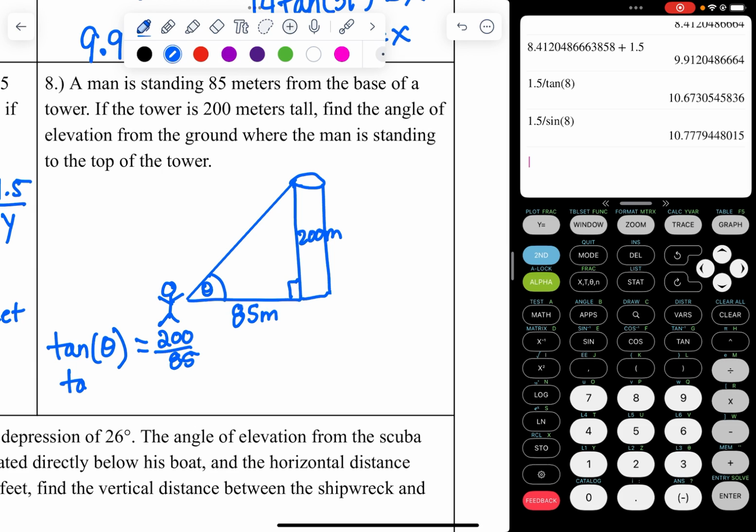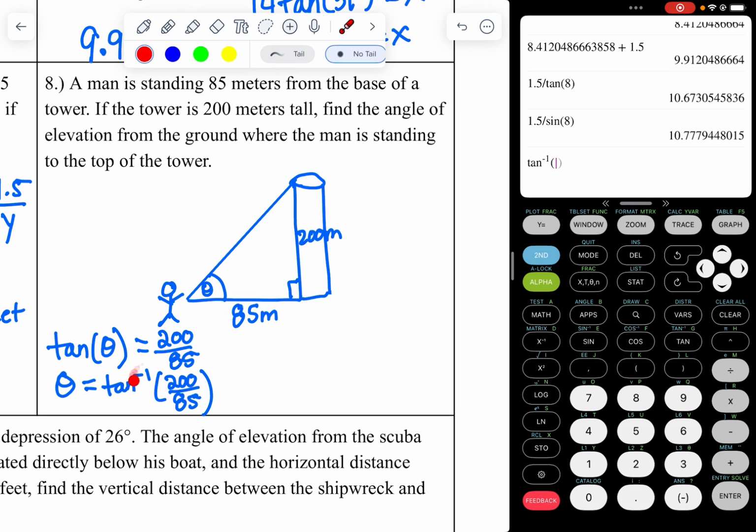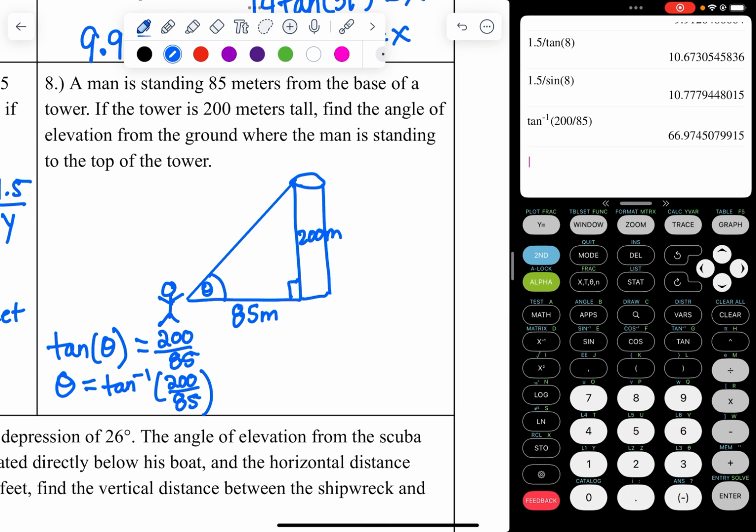And so to solve for the angle and undo the tangent, remember we need to use the inverse of tangent. And to do that on our calculator, we have to press second tangent. So we'll press that blue second button and the tangent button. Right above tangent in blue, you see tan to the negative first. Remember that this is the notation for inverse. So inverse tangent of 200 divided by 85 tells us that the angle must be approximately 66.97 degrees, because we're in degree mode in our calculator, so it gave it to us in degrees. And that would be our angle of elevation there.